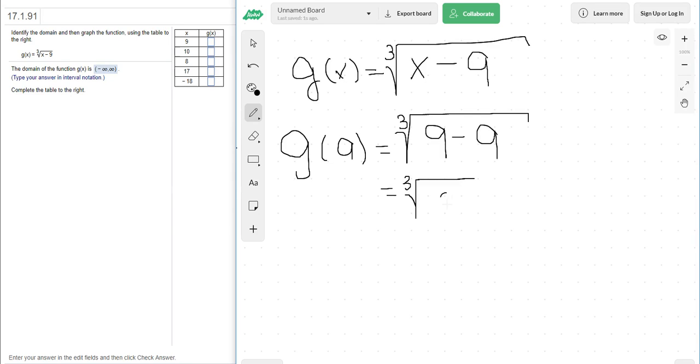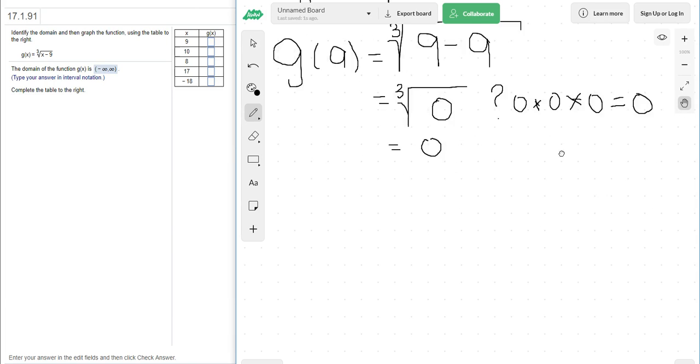So now that I've got a simplified cubed root, I have to answer the question, is 0 a perfect cube? In other words, is there some number times itself 3 times that will multiply to be 0? And the answer is yes, because 0 times 0 times 0 equals 0, and that is the same number 3 times as 0, so the cubed root of 0 is just 0. Okay, so let's keep going.